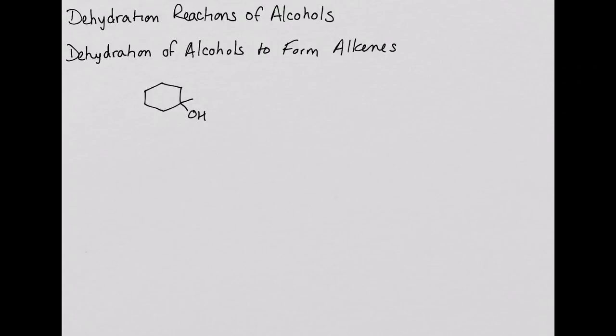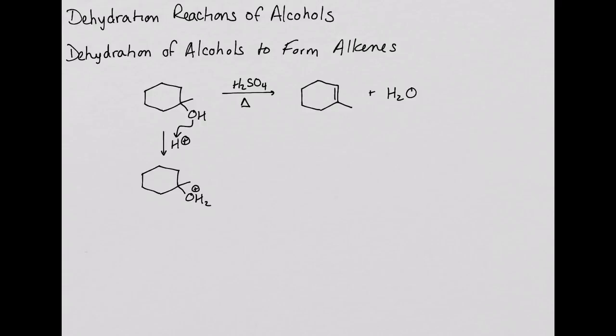If we treat an alcohol with sulfuric acid and heat it up, the alcohol will eliminate to form the alkene. The reaction is called a dehydration because it loses water. The mechanism of this reaction is an E1 mechanism. In the first step, we protonate the alcohol. This turns the alcohol into a good leaving group. Next, the leaving group leaves, forming the carbocation. In the final step, the water that was just formed deprotonates the carbocation to form the alkene.